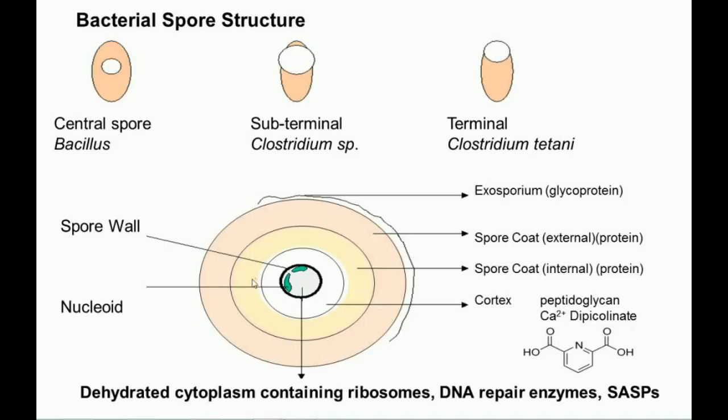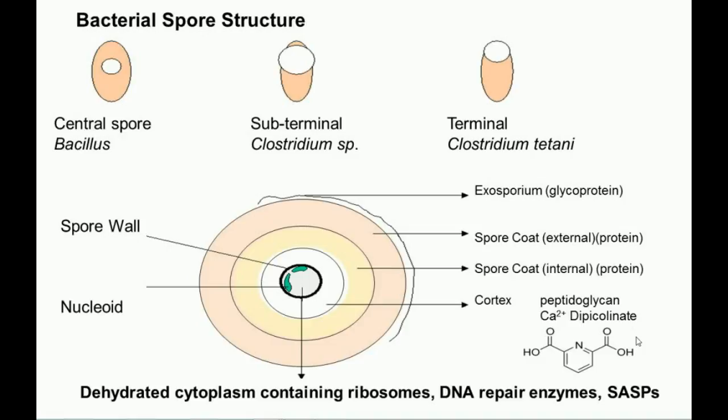Then inside you have the cortex, and that's mainly a big thick layer of peptidoglycan with a large amount of dipicolinic acid or dipicolinate associated with calcium. Often it's thought that this dipicolinate is involved in heat resistance, but in fact some mutant bacteria have been isolated that can't form dipicolinic acid, but their endospores are still heat resistant. So it's probably not directly involved in heat resistance.